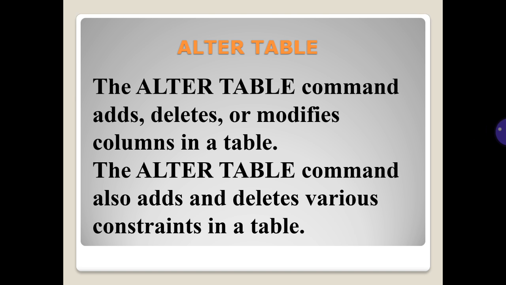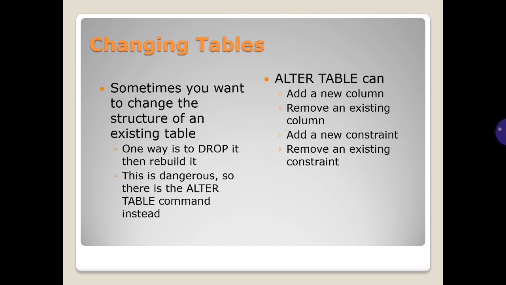Alter table. The alter table command adds, deletes, or modifies columns in a table. The alter table command also adds and deletes various constraints in a table. Changing tables. Sometimes you want to change the structure of an existing table. One way is to drop it and rebuild it. And this is dangerous, so there is an alter table command instead. Alter table can add a new column, remove an existing column, add a new constraint, remove an existing constraint.